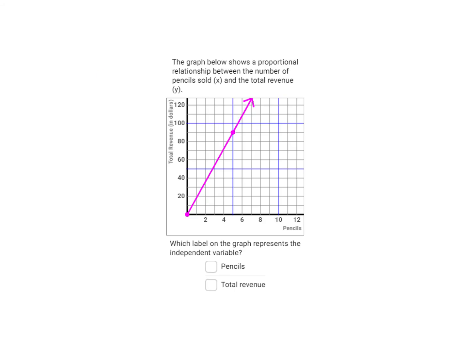The graph below shows a proportional relationship between the number of pencils sold, X, and the total revenue, Y. Now, if you don't know what a total revenue is, that really doesn't matter because they just told you which one was X and which one is Y. But the total revenue is how much money you brought in. So which label on the graph represents the independent variable? Well, remember the independent variable is here on the x-axis, so it would be pencils.